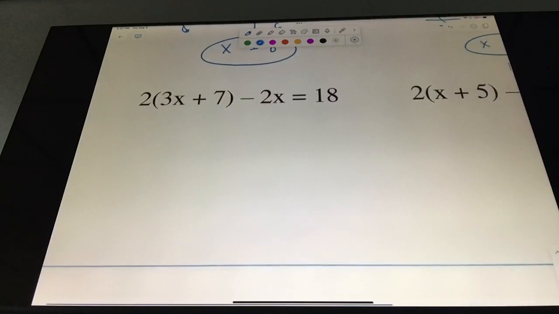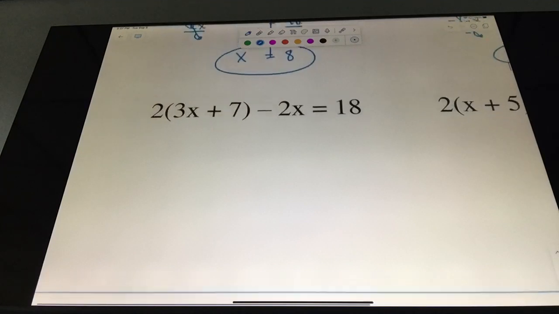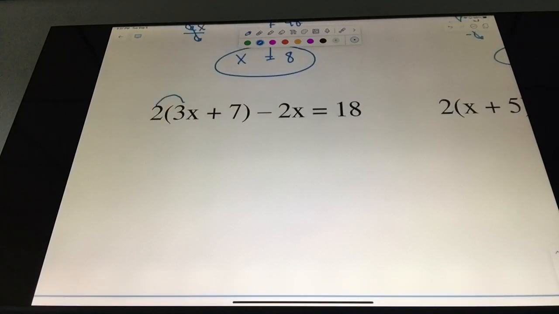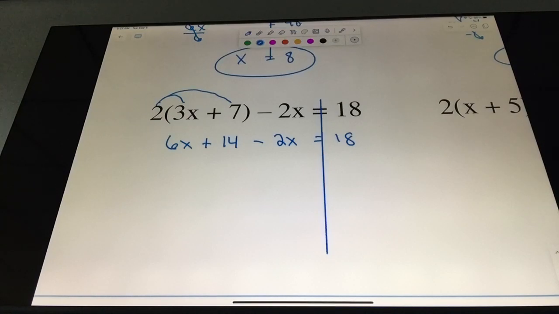Question 3. Get rid of the parentheses first. So positive 2 times positive 3x, positive 6x. Positive 2 times positive 7, positive 14. Everything else then comes down as it looks. Because I have like terms on the left side of equals, I can combine those together. So as it looks and as you read it, 6x minus 2x is 4x. Plus 14 equals 18.